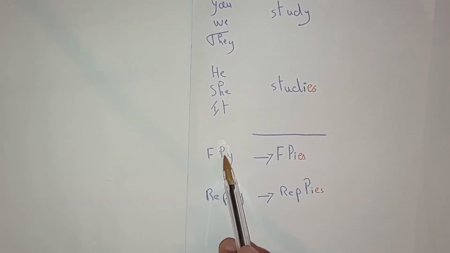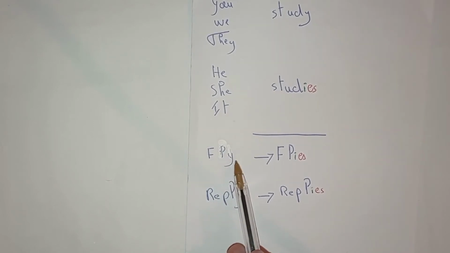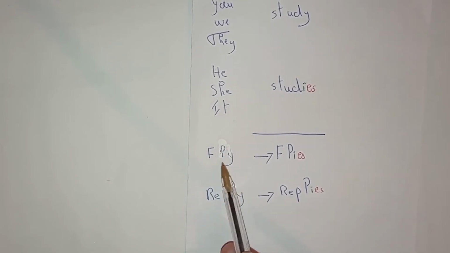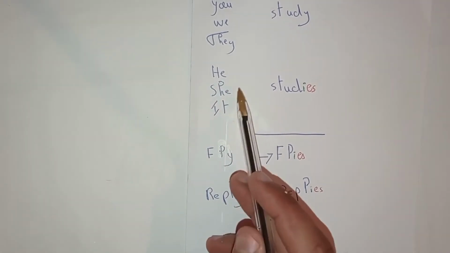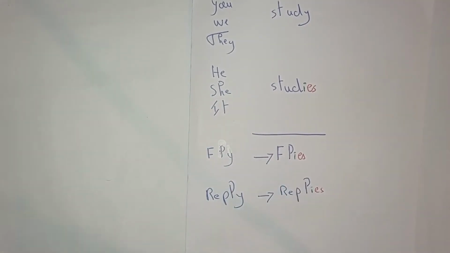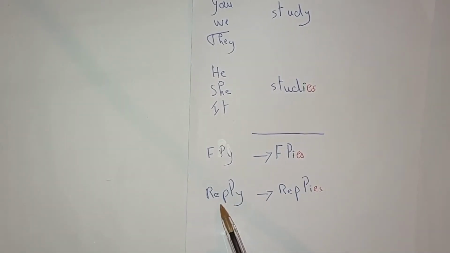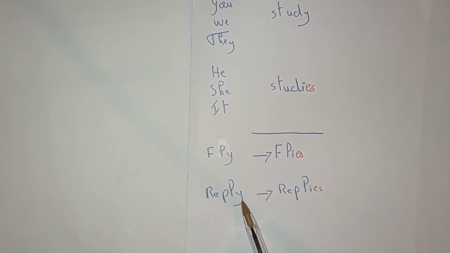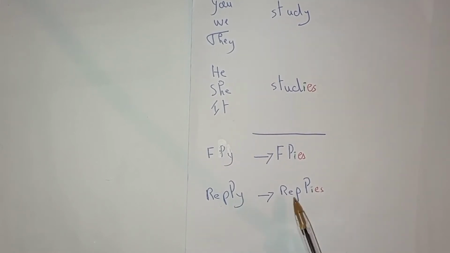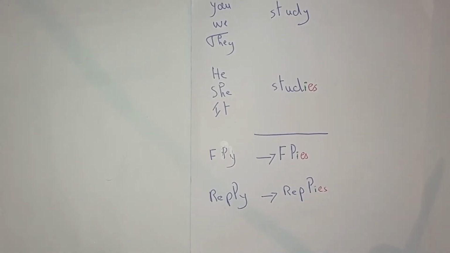Fly, L is a consonant plus Y. In he, she, it it becomes flies. Look, one more example here. Reply, L plus Y, consonant plus Y. He replies, she replies, it replies, IES. Okay? Good.